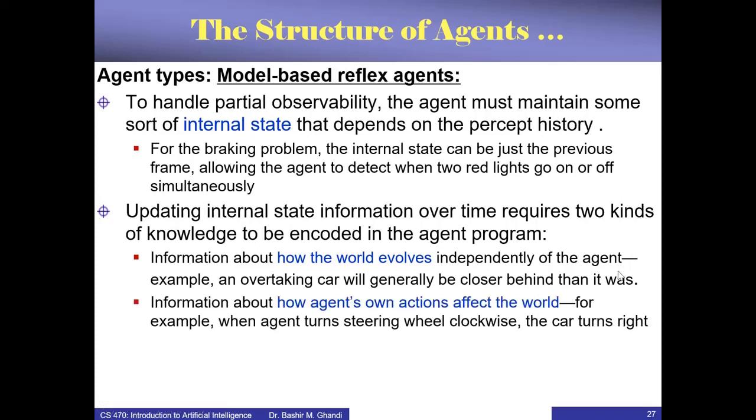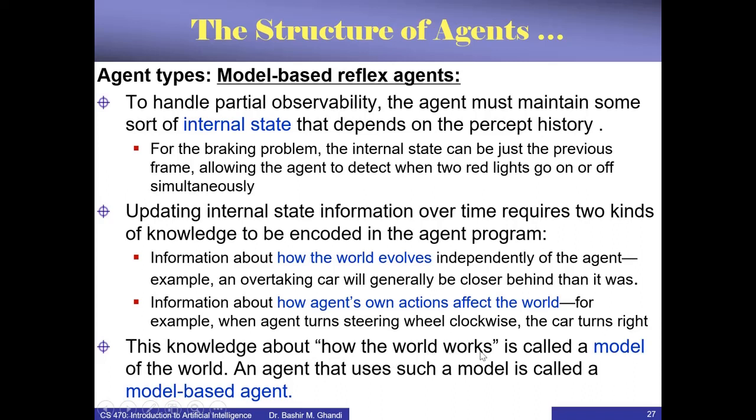The second kind of information is about how the agent's own actions affect the world. For example, when the agent turns the steering wheel clockwise, obviously the car turns right. So the agent has to keep this kind of information in mind. Now, this knowledge about how the world works is what is called a model of the world. So an agent that uses such a model is called a model-based agent. Let us see the nature of the program for this kind of agent.